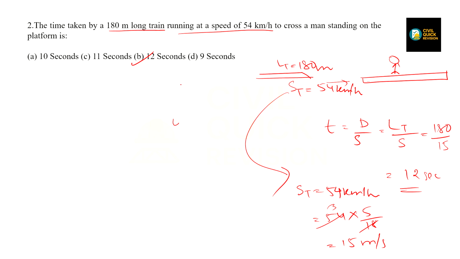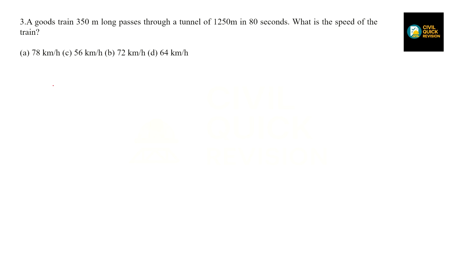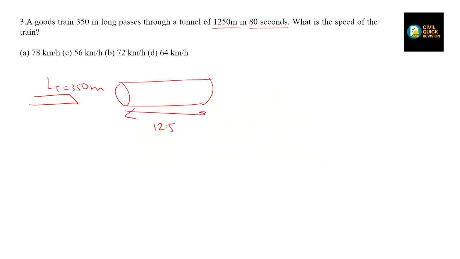Okay, now you see question number 3. A goods train 350 meter long passes a tunnel of 1250 meter in 80 seconds. What is the speed of the train? They ask the speed of the train. So in this question, the train length is 350 meter, and it passes a tunnel whose length is 1250 meter. This is L T1 and L T2. Here they pass in 80 seconds.